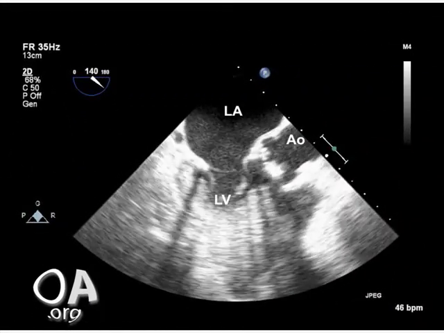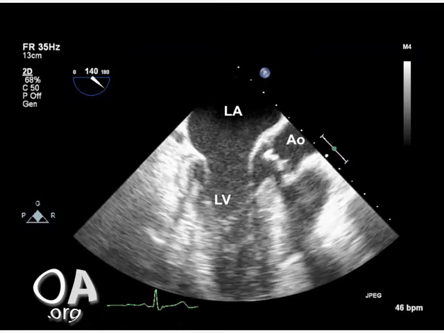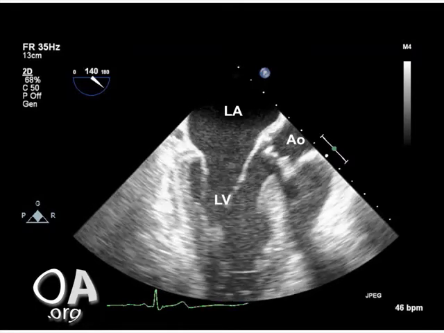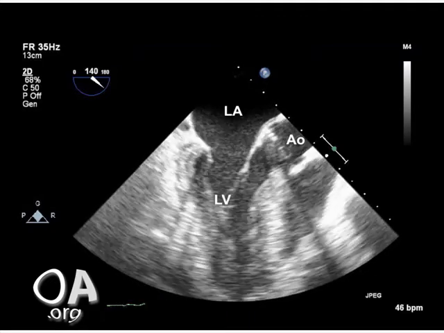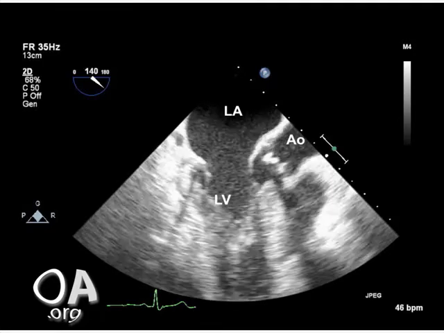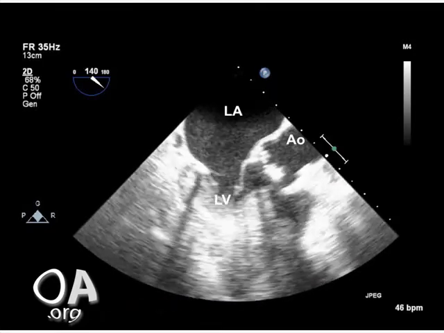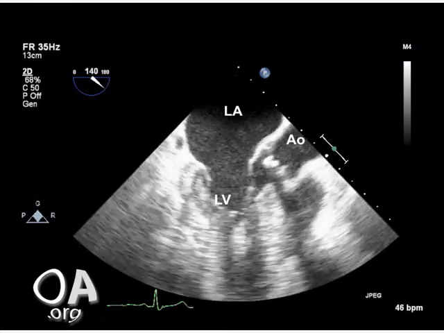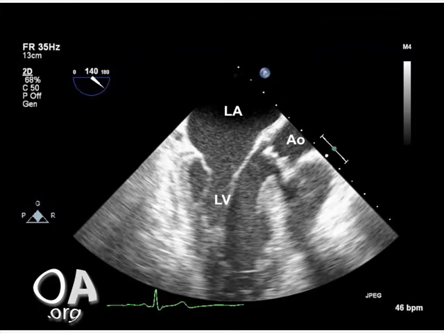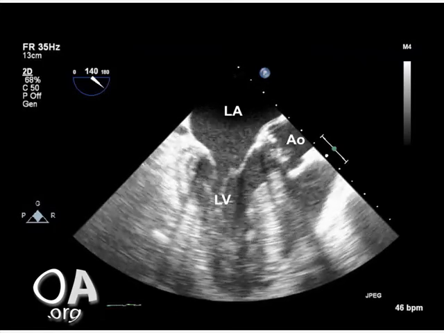This is another TEE from October 2011 to review the mid-esophageal aortic valve long-axis view. It is most commonly found at approximately 120 degree multiplane angle. For our patient, this image was best found at 140 degrees in order to see the left atrium, left ventricle, stenotic aortic valve, and the aortic root. Again, the aortic valve leaflets appear to have significantly reduced mobility, and calcification is easily noted on the leaflets.